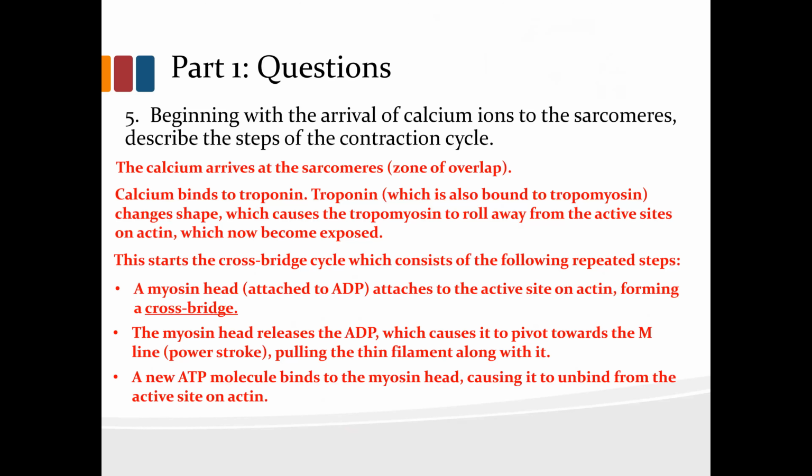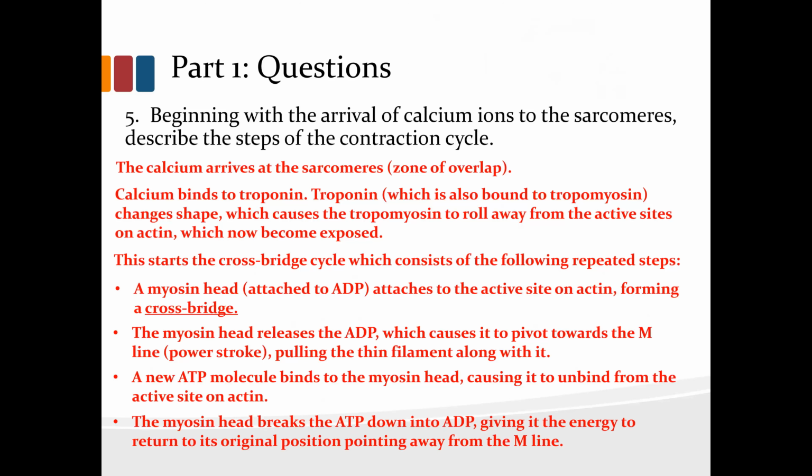A new ATP molecule binds to the myosin head, which causes it to unbind from the active site on actin, so it lets go of actin. The myosin head breaks that ATP down into an ADP, which gives it the energy to return to its original position, pointing away from the M line. So now we have the myosin head bound to ADP pointing away from the M line, so we can repeat. So now that myosin head attached to the ADP attaches to an active site on another actin, forming a cross bridge, and this whole cycle repeats.